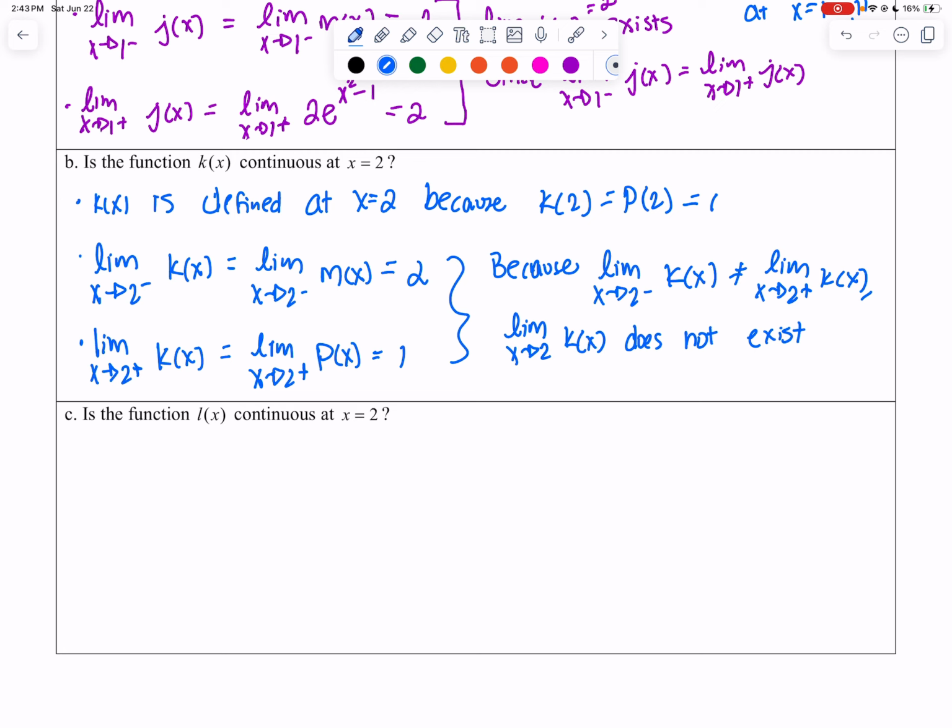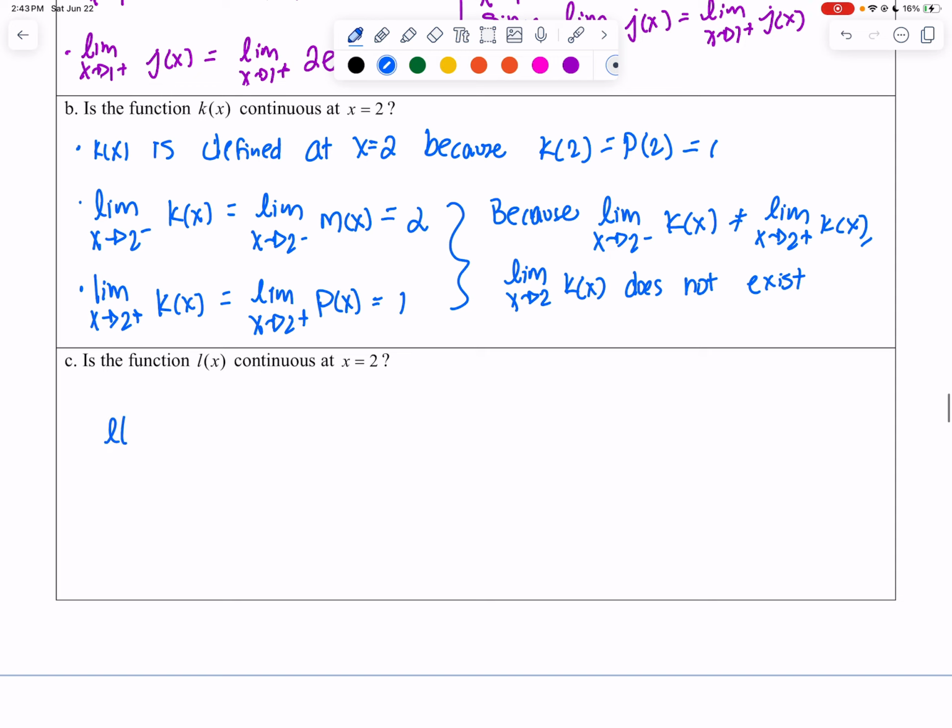Same thing for part C. I think you guys can do this on your own. For part C though, L of x is continuous at 2. You just gotta prove it.